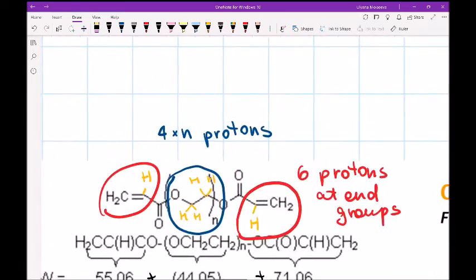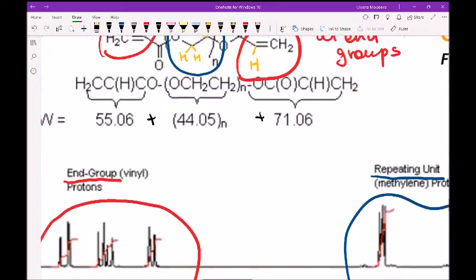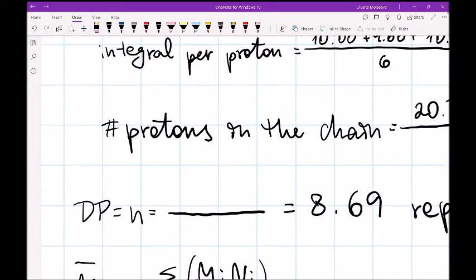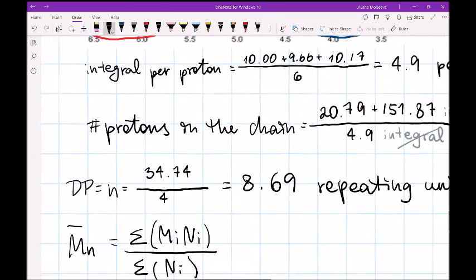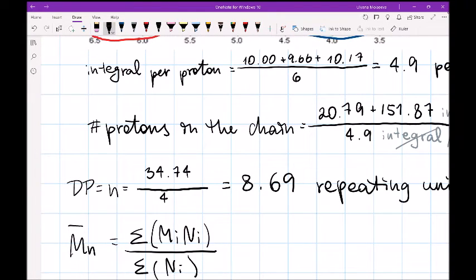So in total, this number would be 34.74. Now, we know that in one repeating unit we have 4 protons, and in total we have 34.74 protons. So we can solve for n by dividing 34.74 over 4. Let's do this. 34.74 over 4, that would result in 8.69, my favorite number, repeating units. We solved for n, which is the same as degree of polymerization.